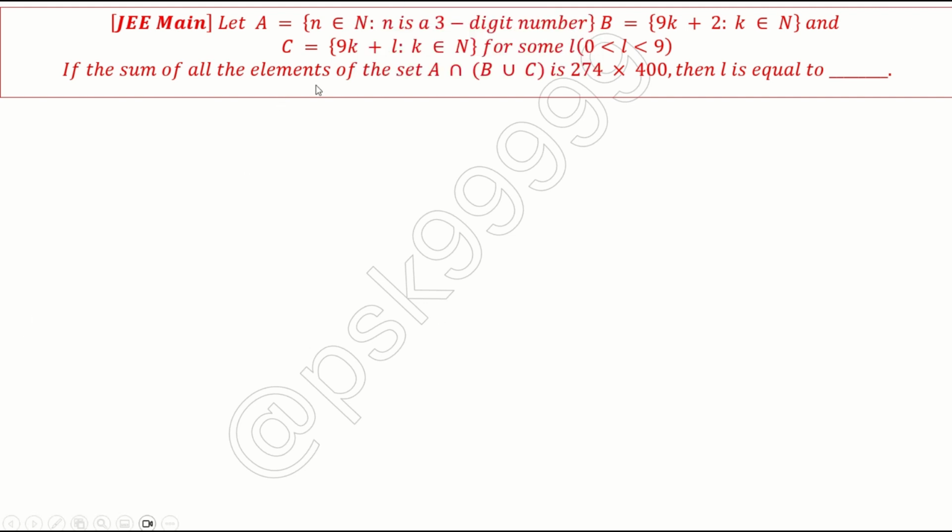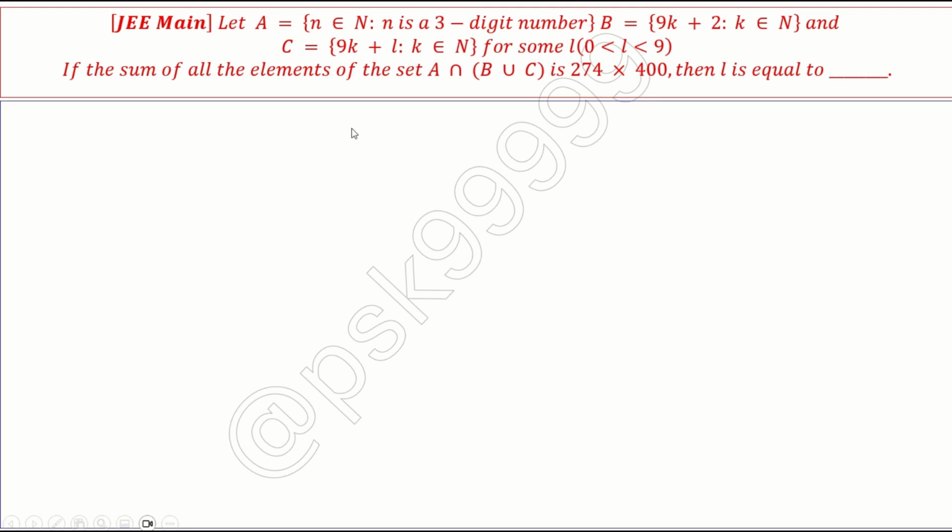If the sum of all elements of set A intersection B union C is 274 cross 400, then what is the value of L for which the sum of all the elements of A intersection B union C is this value? This is what we need to find. Here it is very clear that B and C are infinite sets. When you do A intersection with that, you are restricting your B and C to the 3-digit numbers, which means they are from 101 to 999.